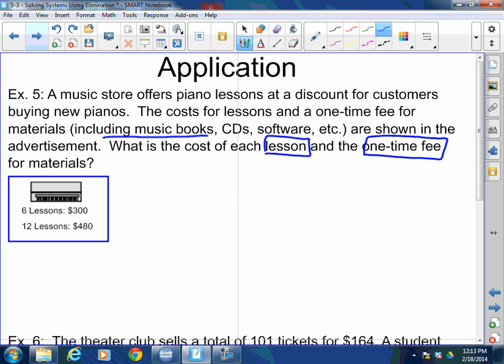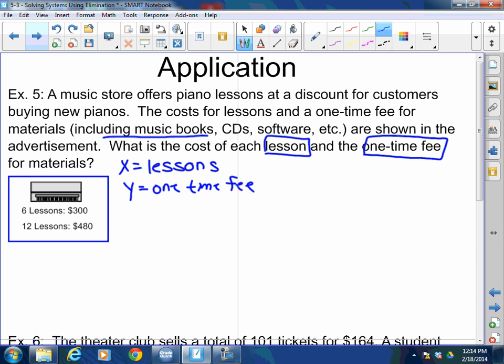Thank you. So I'm going to go ahead and call X lessons. I don't have to. I could call that Y. But I'm going to go ahead and call X lessons. Then I'm going to go ahead and call Y the one-time fee. That is super important. If you cannot figure out what you're solving for, that's a big problem. So always isolate, figure out what you're solving for, and label, label, label, label, label.